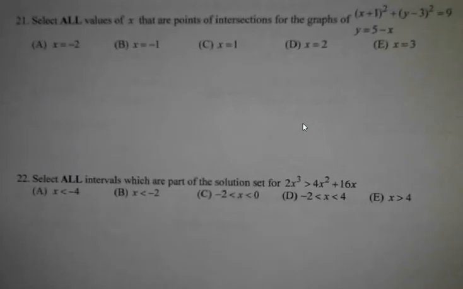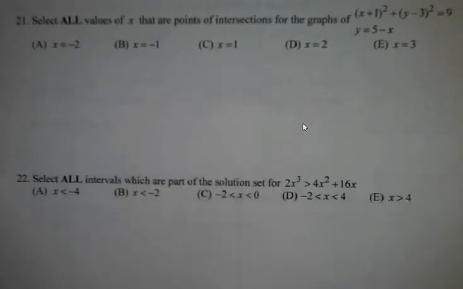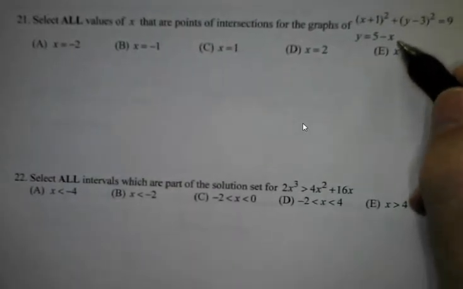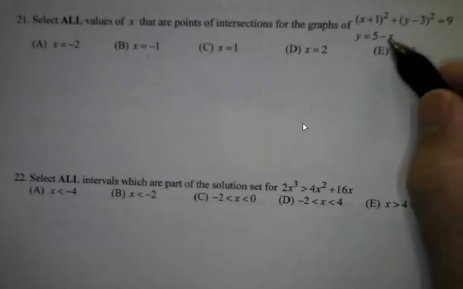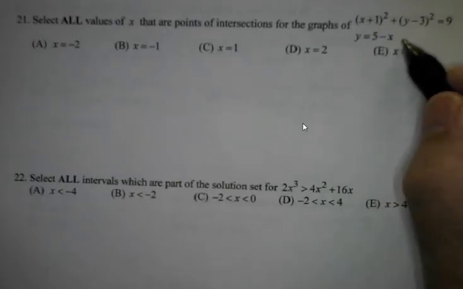Okay, these are our last 4 questions we're working with. We're going to select all values of x that are points of intersection for the graph. Now, you have to be careful a little bit because you've got to make sure that this doesn't have an x squared. If it has an x squared, you may do the problem a little bit different. But I've got y equals 5 minus x, and I'm going to use substitution here.